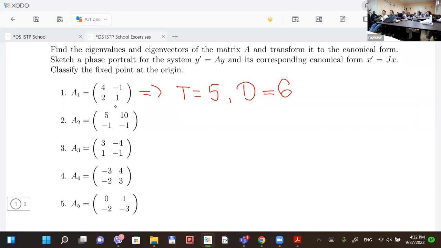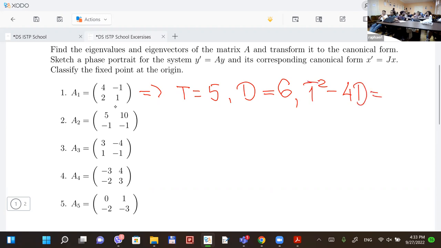The determinant is negative. So for now, we can say what? Unstable. Yes. What type? We have to calculate the discriminant of the quadratic. So, T squared minus 4D.